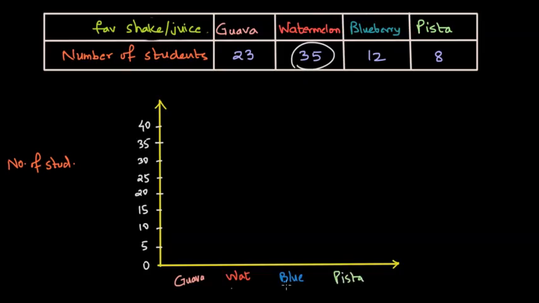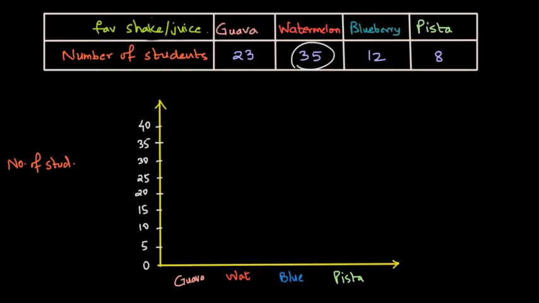And now we will have 4 bars, one each for guava, watermelon, blueberry, and pista. And the height corresponding to each of these shakes corresponds to the number of students that like that drink. And now let's plot the bar graph. Let's plot the bars in the colors of each of these drinks.